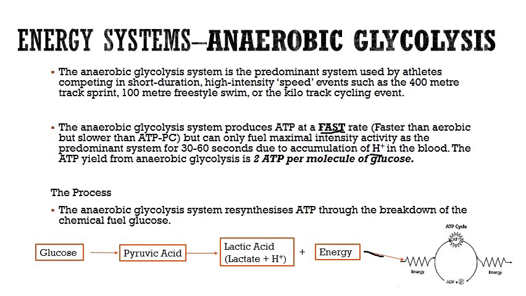Our overview, so our fuel source is glucose. Our ATP yield is relatively low, 2 ATP per molecule of glucose. Our intensity of activities is still quite high, so if you're looking at all activities, probably carried out above 85% of your max heart rate. The duration that it can sustain activity is 30 to 60 seconds. Speed of ATP production is fast, but not the fastest.